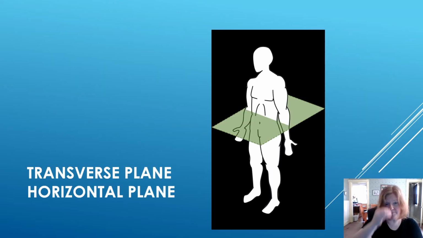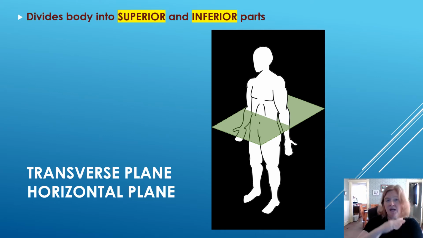So let's look at them. First is the transverse or horizontal plane. It divides your body into a superior and an inferior part. It does not have to be at the midline. I can have a transverse plane right here, I can have one right here, anywhere. It just means that plane is horizontal. It's also called a cross section.